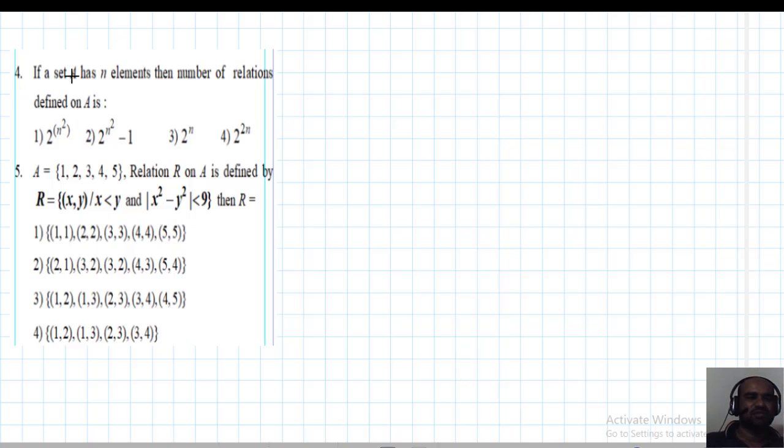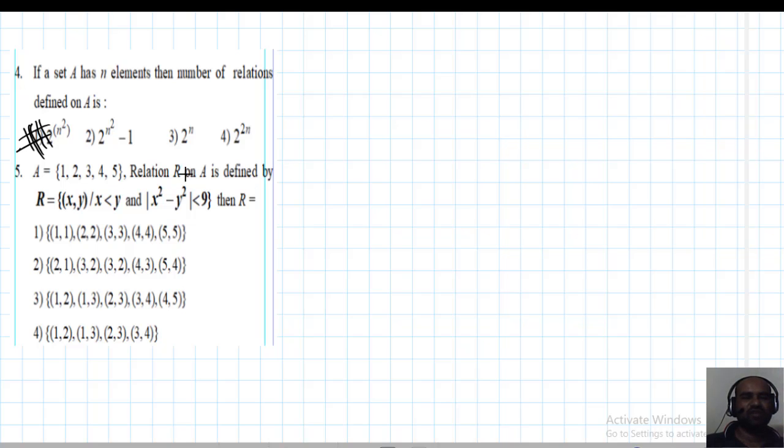Fourth problem. A set has n elements. The number of relations defined on A means the number of subsets of A cross A, so we should find n of A cross A first of all. A having n elements, B having n elements means A cross B will have n into n, n square elements. Like that, A cross A will have n square elements, so the number of relations from A to A is 2 power n square.